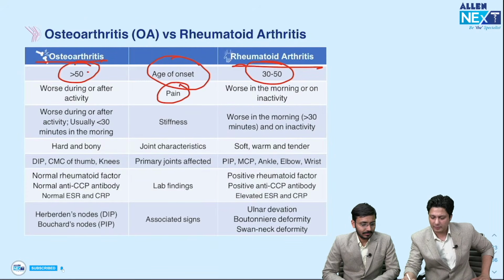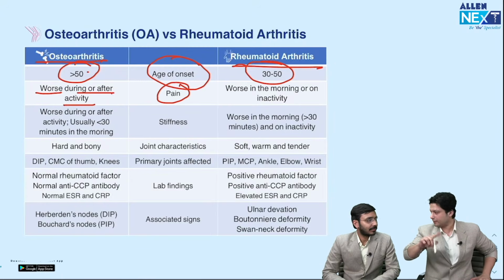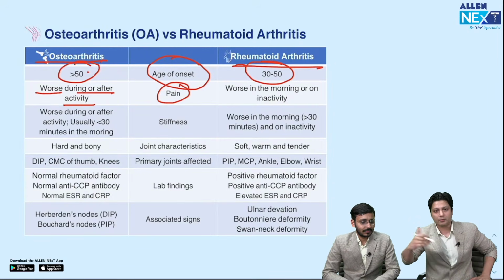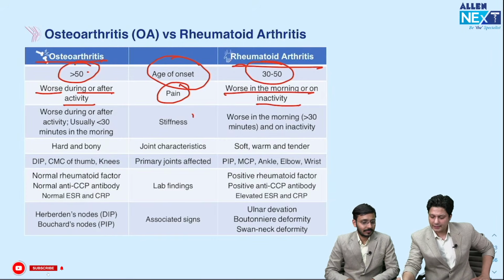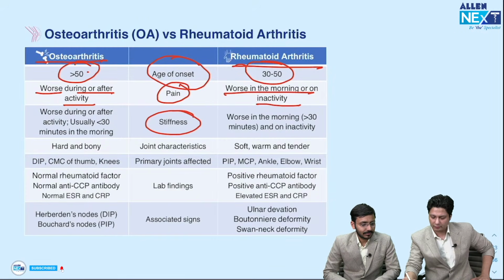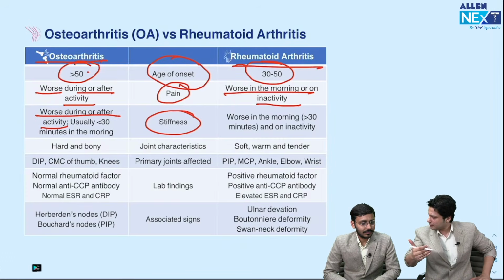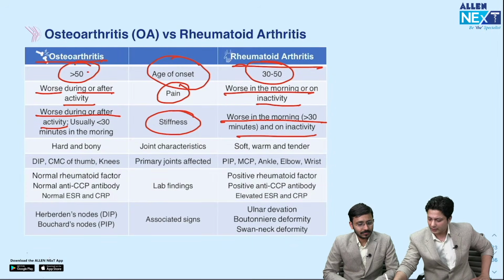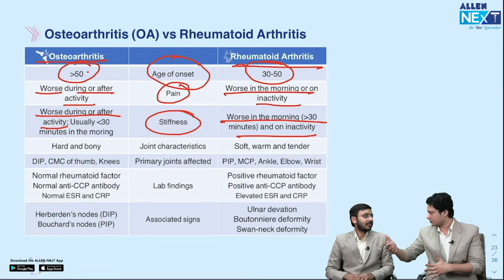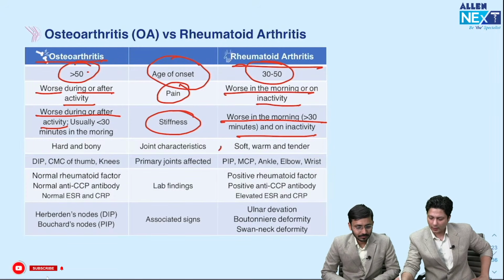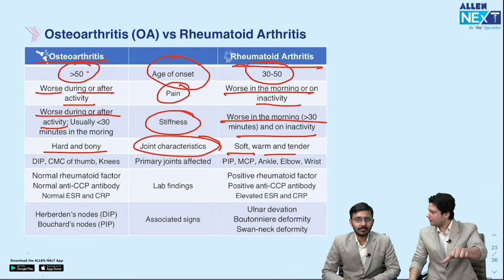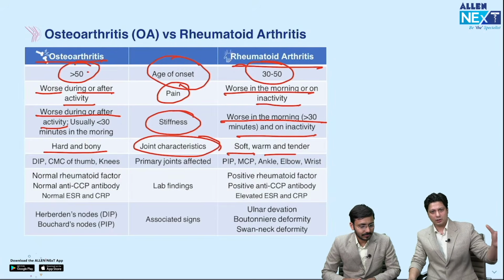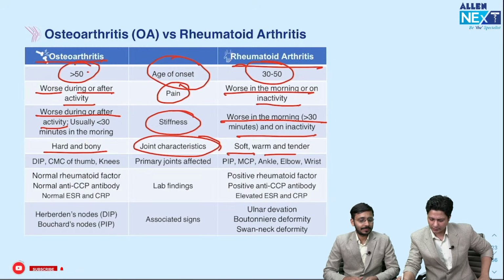Now the pain will be worse during or after activity, as has already been stated in the question, but here the pain is going to be worse in the morning. All right. As far as the stiffness is concerned, it will be worse during or after activity again, while in rheumatoid arthritis, it is always related to rest, more common at rest. Joint characteristic will be hard and bony, but in the other case, it is going to be softer, warmer, and tender in comparison to primary osteoarthritis, degenerative arthritis.